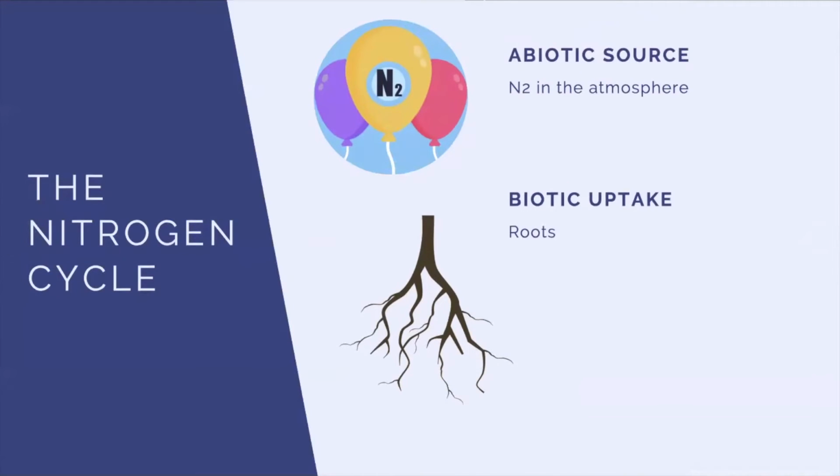Next up is the nitrogen cycle, which is also complex but still understandable. Nitrogen is needed for many things such as amino acids, proteins, and DNA. A fun fact is that most of the air is made up of N2. The abiotic source is therefore N2 in the atmosphere, and the biotic uptake is through the roots of plants as NO3 and NH4+. This occurs through nitrogen-fixing bacteria.